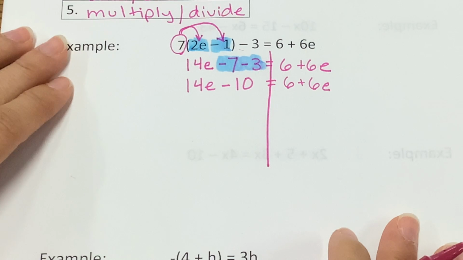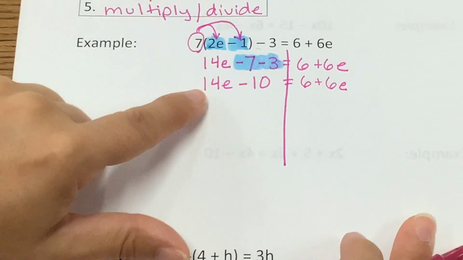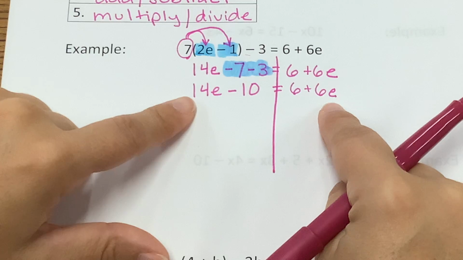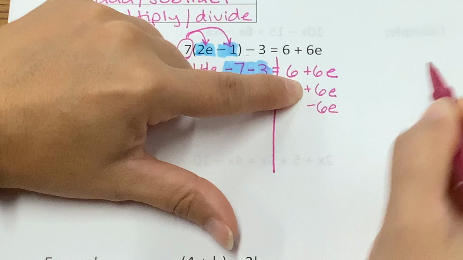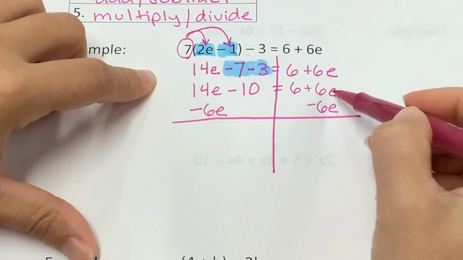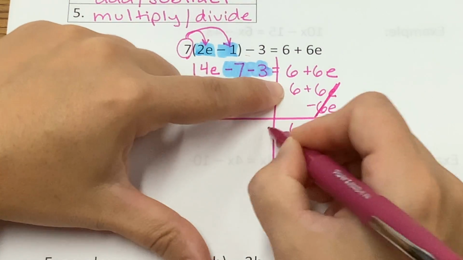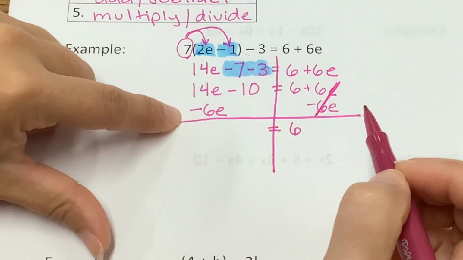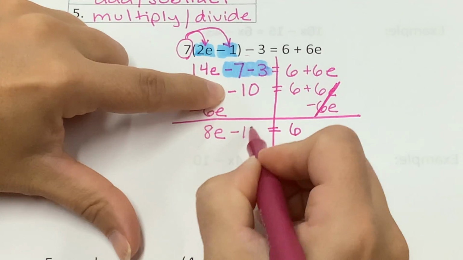Okay. Now our next part of our checklist is move the variable to one side. We have a 14e and we have a 6e. Which one am I going to move? 6e. Okay, let's move that 6e by doing the opposite. It was being added. It is positive, so now it's negative. Minus 6e. Cross out the opposites. Bring down what's left. 14e minus 6e, 8e. Bring down the minus 10.